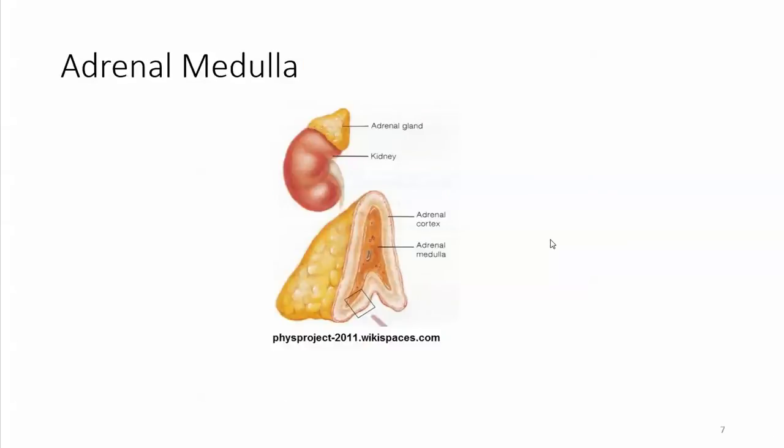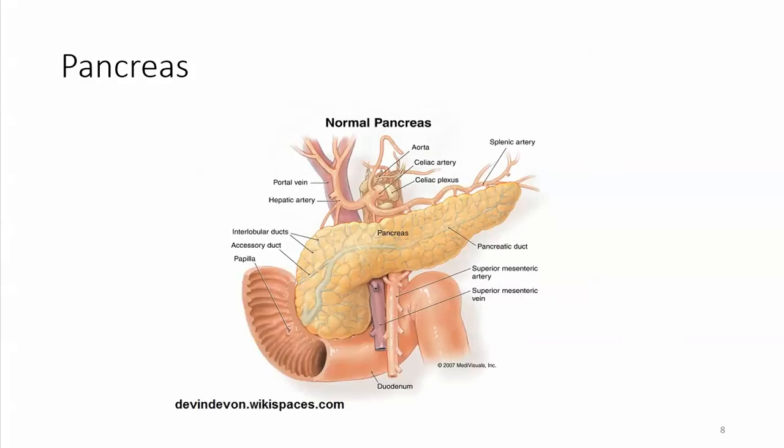The adrenal medulla is activated by the sympathetic nervous system in times of stress, and it's fast acting. The hormones that it produces are epinephrine and norepinephrine, and these are catecholamines. The pancreas is located near and partially behind the stomach in the region of the first and second lumbar vertebrae. The hormones that it secretes are glucagon in the alpha cells and insulin in the beta cells.